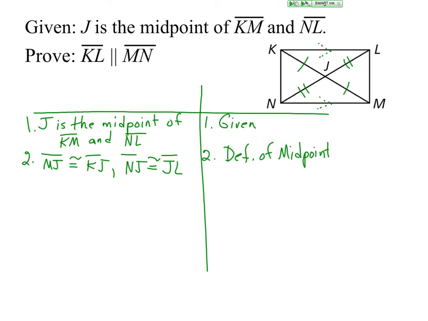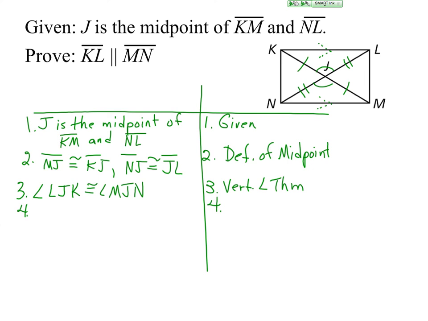Angle LJK, is that the top one? Congruent to angle MJN. And the reason is vertical angle theorem. So we picked that angle and that angle as the ones that would help us. Do we need to say the others? No, not unless they're helping us. Okay, right now we have two triangles congruent. Are you with me?